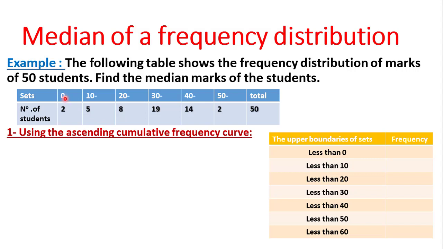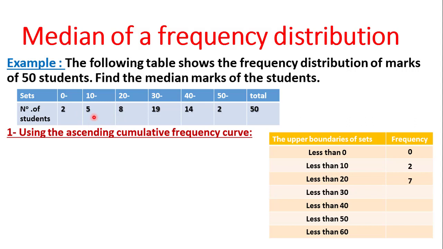There are no numbers less than 0 because the sets here start from 0. Okay, so I write 0. What about less than 10? This is 10, so the frequency less than 10 is 2. Okay, then less than 20, I have 2 and 5. Less than 20 is 5 plus 2, which is 7.